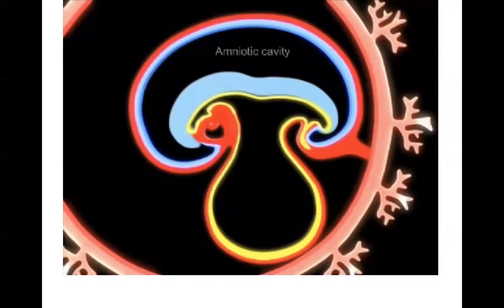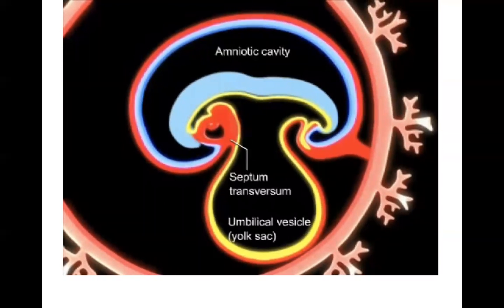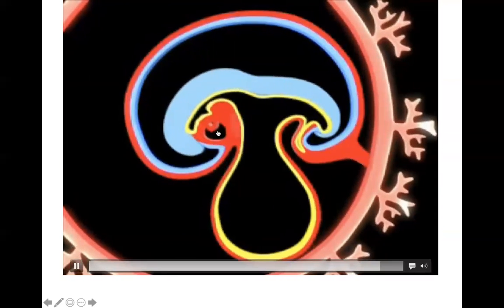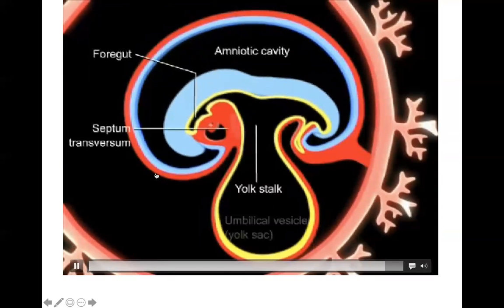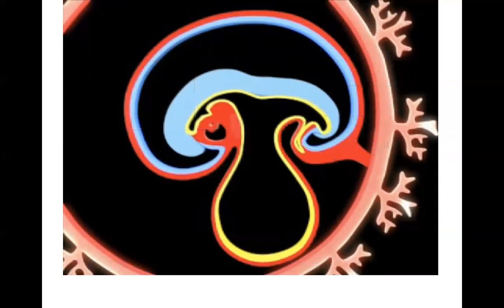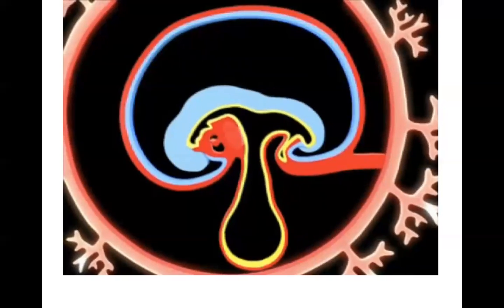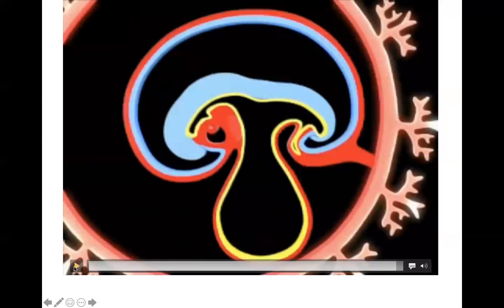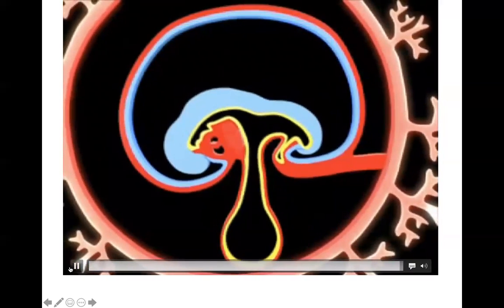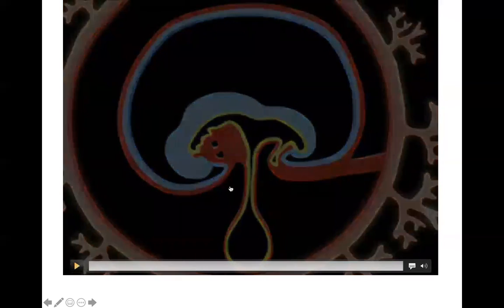All right, so you're going to see all of this folding over. The heart's getting bigger as this happens. The brain is getting bigger as this happens. And all of this is going to get pinched together. I don't know why they didn't show it, but let's back that up just a tiny bit. All of this is eventually going to get pinched together with this to form the umbilical cord.